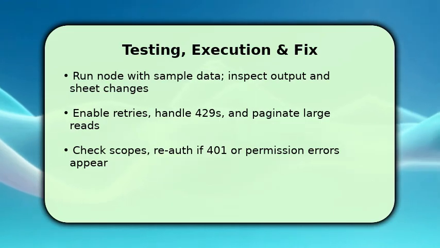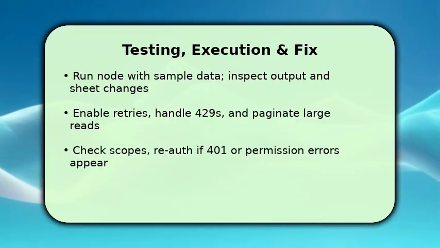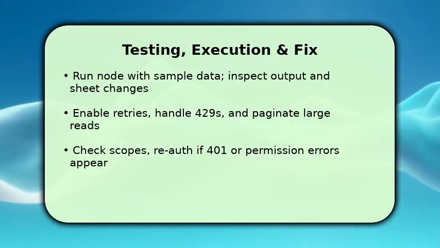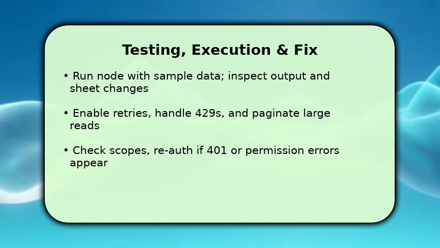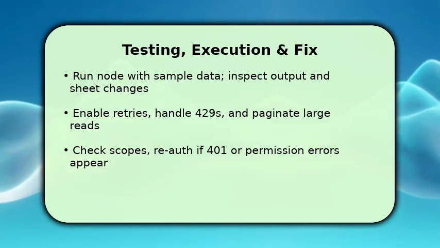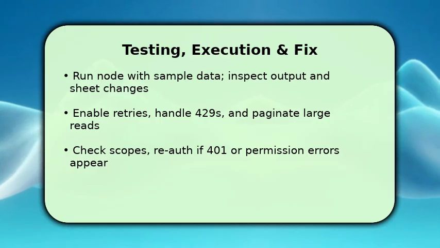If things go wrong, like 401 or permission errors, re-authenticate the OAuth credentials and confirm the correct scopes are granted. This fixes most issues. If you see 429 errors, slow down requests or use smaller batches.